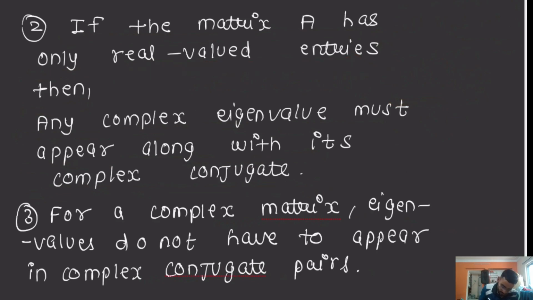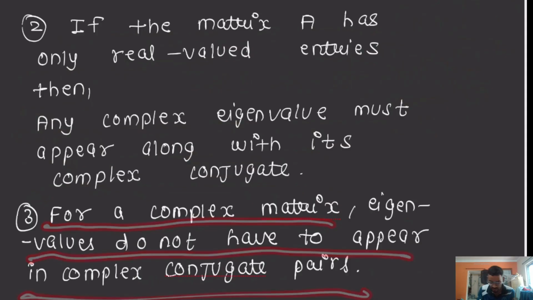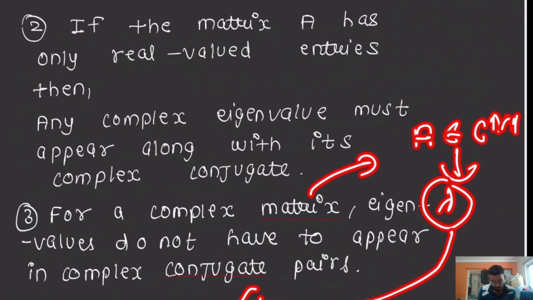Third one is, for a complex matrix, eigenvalues do not have to appear in complex conjugate pairs. Okay, if the matrix is complex, that is A belongs to C of n cross n, then the eigenvalues need not occur in complex conjugate pairs.